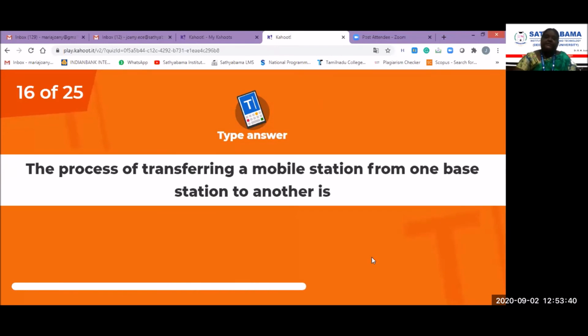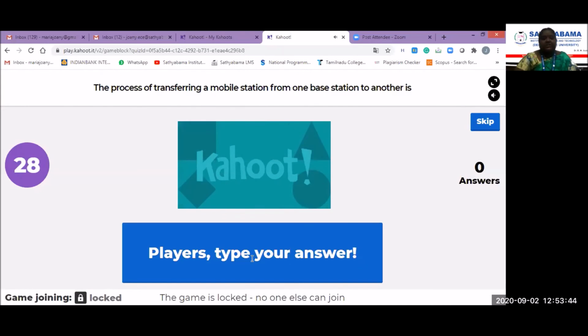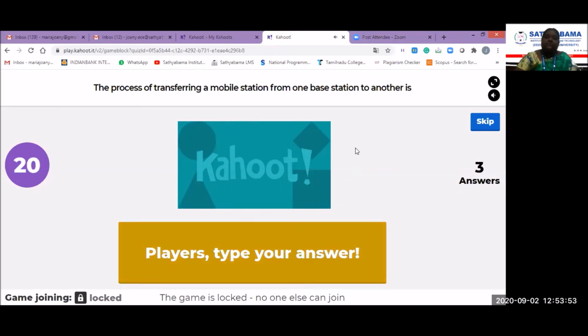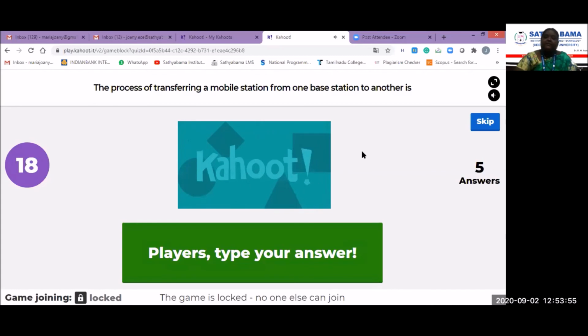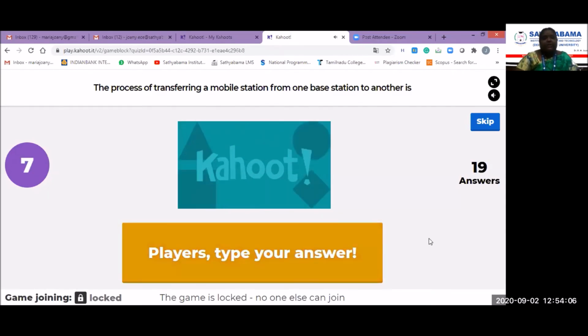The process of transferring a mobile station from one base station to another base station. Please type your answer here. It is something we discussed earlier, the previous but one question. The process of transferring the mobile station from one base station to another is. You have to type your answer here. Let's see how many of you are typing. It is not an objective type question. You have to type the answer.